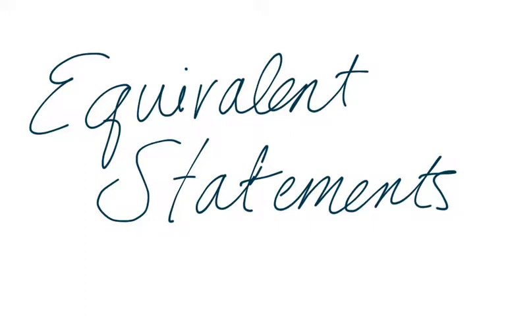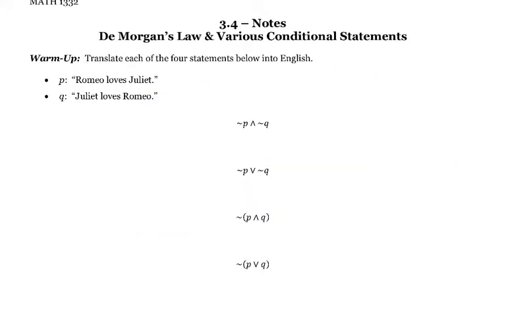In this video, we're going to look at equivalent statements. We've discussed these before. Remember, in terms of truth tables, if two statements have the same truth tables for their final result, then they are equivalent statements. But we're going to take a look at a few examples. Let's take a look at some English examples and see if we can figure out, are there any statements that say the exact same thing?